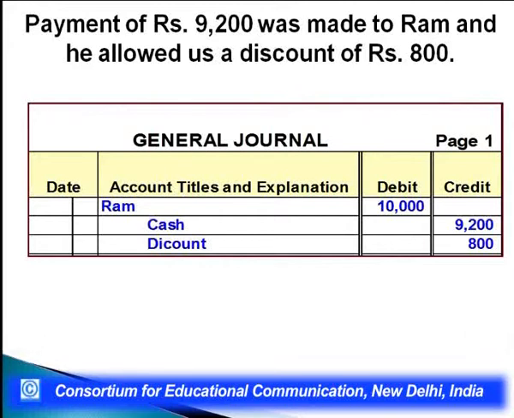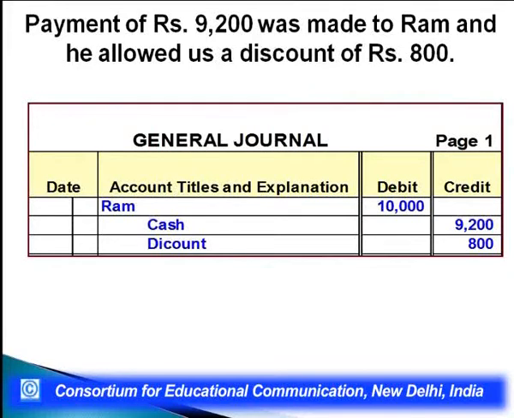Why cash? Because cash is going out. So you paid him 9,200 and cash is an asset, and the asset account rule says the type of assets, the first being real account, the rule says debit what comes in, credit what goes out. Since cash is going out, we should be crediting it. Very, very simple. And the third part in this transaction is discount.